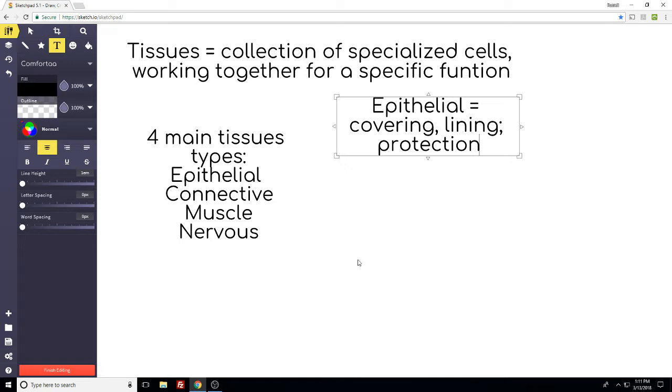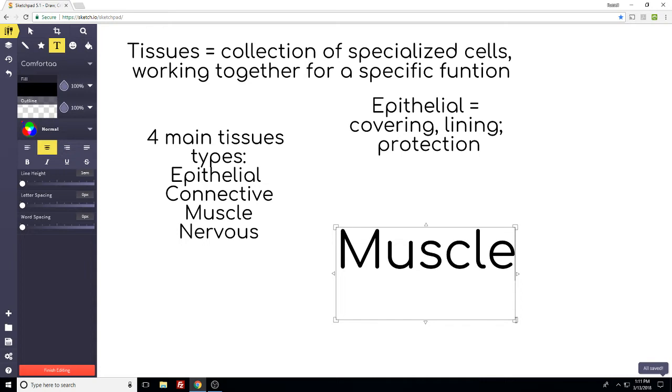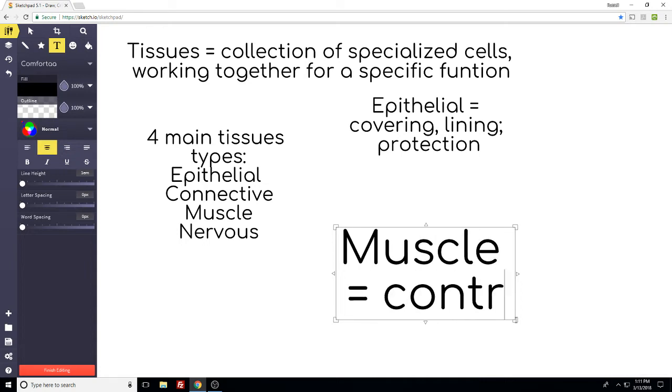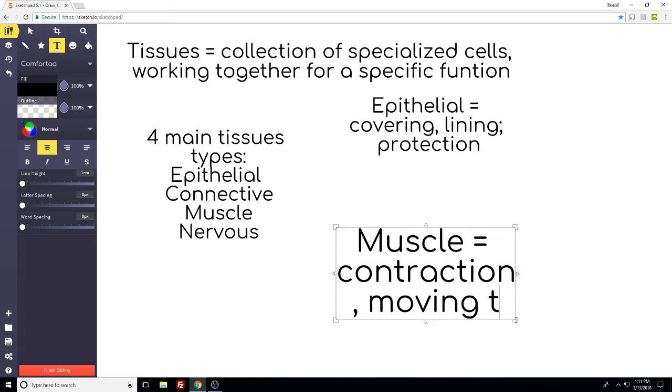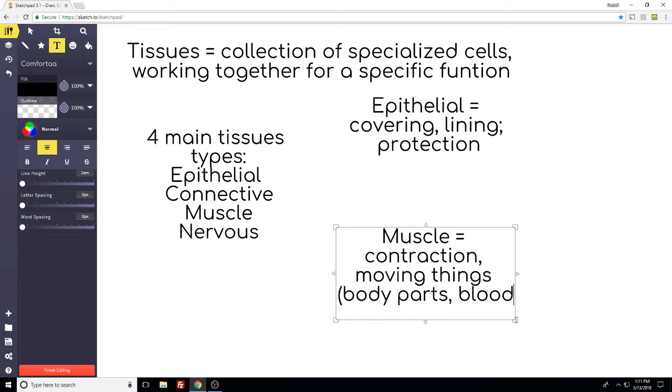I'm going to skip over connective tissue for the moment, and then if we talk about muscle tissue, it is going to be specialized for contraction. So its job is going to be moving things. And when we say things, this could be body parts like your biceps and your triceps and your quads. Those are going to move arms and legs and that type of body part. That type of muscle tissue is called skeletal muscle tissue, and we'll talk more about that in the muscle tissue lecture. We also have muscle tissue in your heart, so that's going to be moving things, but it's moving blood. So your heart has cardiac muscle tissue, and that's going to contract and pump the blood throughout the circulatory system.